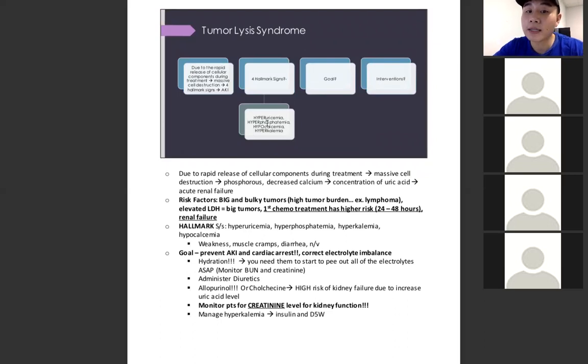So that's why it leads to hyperuricemia and hyperphosphatemia. The reason why it leads to hypocalcemia is because calcium has an inverse relationship with phosphate. If we have a high phosphate, we'll have a low calcium. That's why it leads to hypocalcemia. And of course, hyperkalemia is because the cells contain potassium, so when they are bursting and there are too many cells, it will lead to hyperkalemia. Okay, so these are the four hallmark signs of TLS. Please remember this.